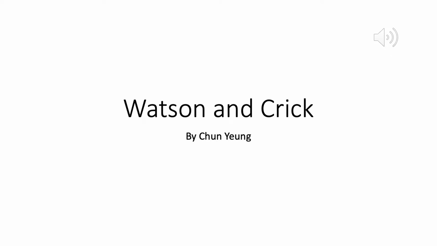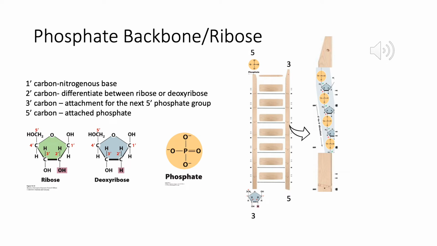My problem is the Watson and Crick DNA. The phosphate backbone is composed of a ribose sugar and a phosphate group. In the ribose sugar, the 1' carbon is the attachment site for a nitrogenous base. The 2' carbon determines whether the ribose is deoxy or not. If it doesn't have a hydroxy group on the 2' carbon, then it is a deoxyribose.